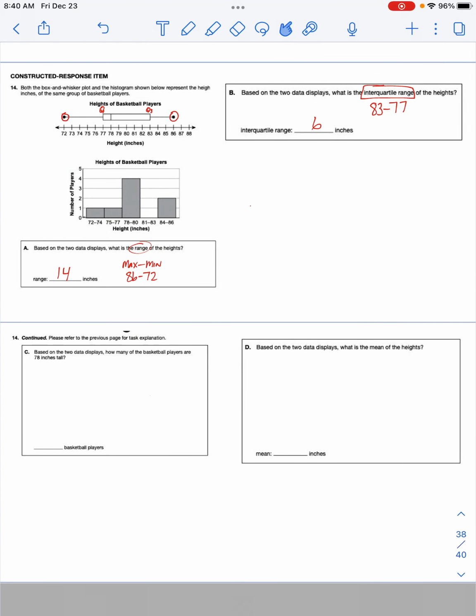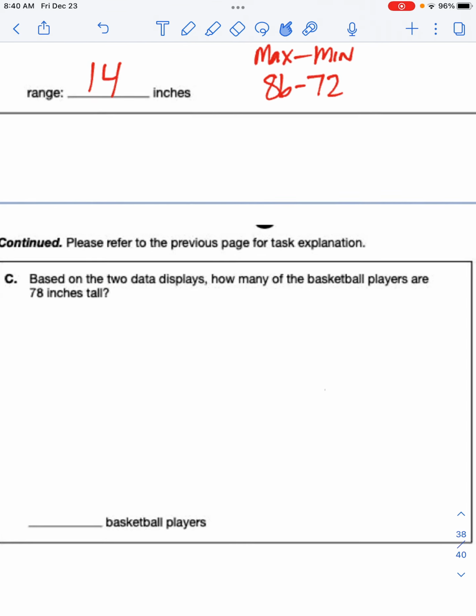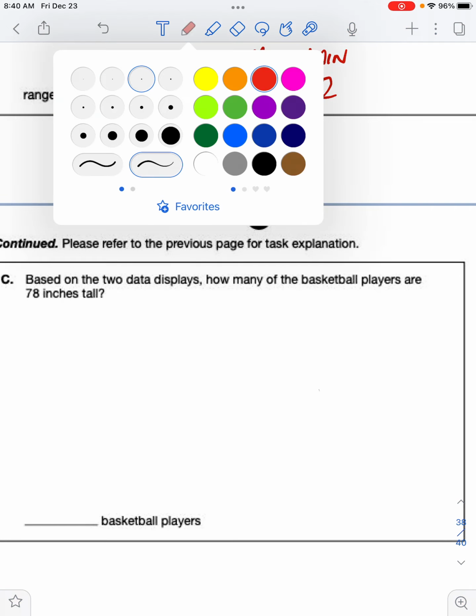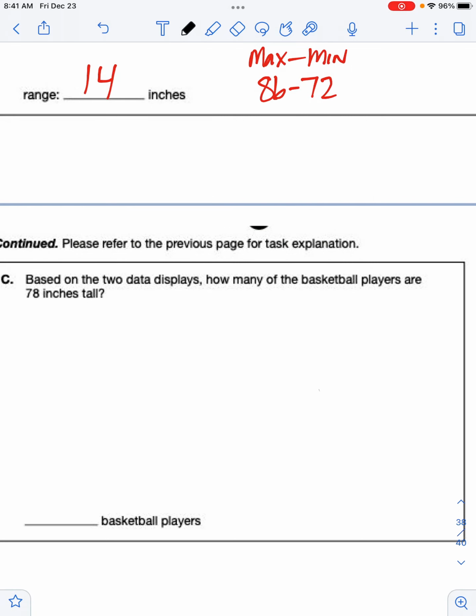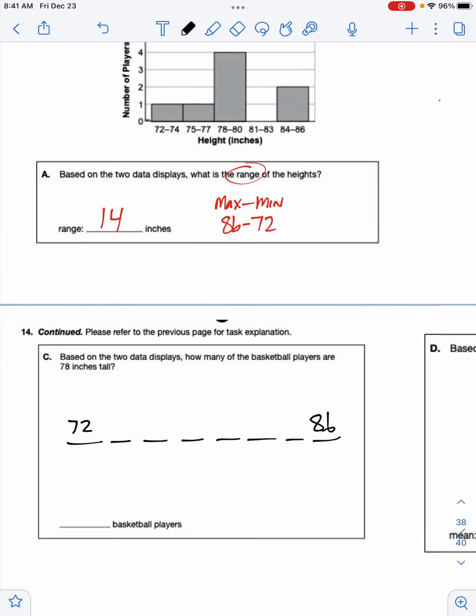So based on the two data displays, how many of the basketball players are 78 inches tall? In order to solve that, we have to figure out what the heights of each of the basketball players are. So we're going to try to use some clues that we have here to determine that. First off, the two values that we definitely know are the min and the max. We said that the min was 72 and the max was 86. We know that there's 8 basketball players total. So 2, 3, 4, 5, 6, 7, 8.